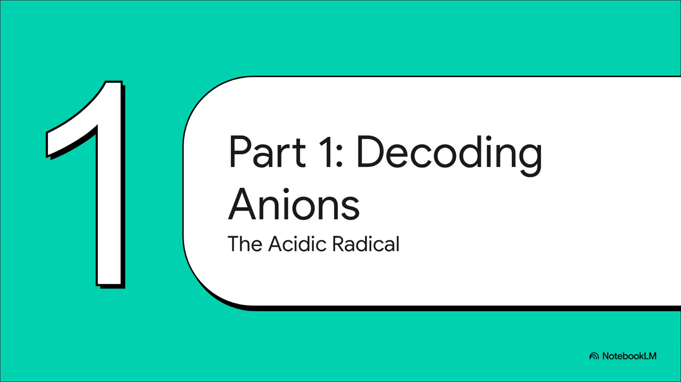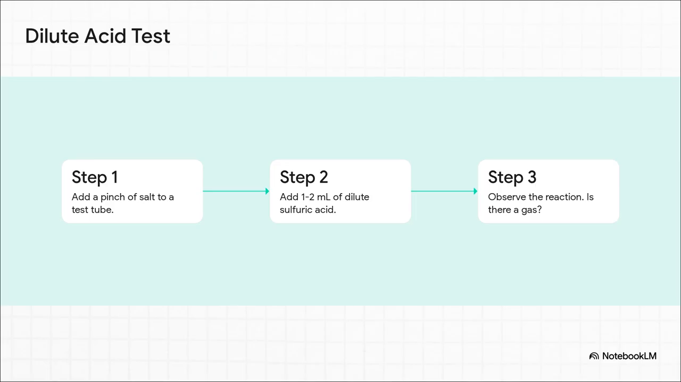First order of business is to identify that acidic radical, the anion. And the way we do that is with a series of what I like to call interrogations. Our first interrogation is the gentle approach. We take just a tiny pinch of our mystery salt, add a little bit of dilute sulfuric acid, and then we just watch. We're looking for any kind of reaction at all, but especially for any gas that might bubble up. This one simple step can give us a huge lead.